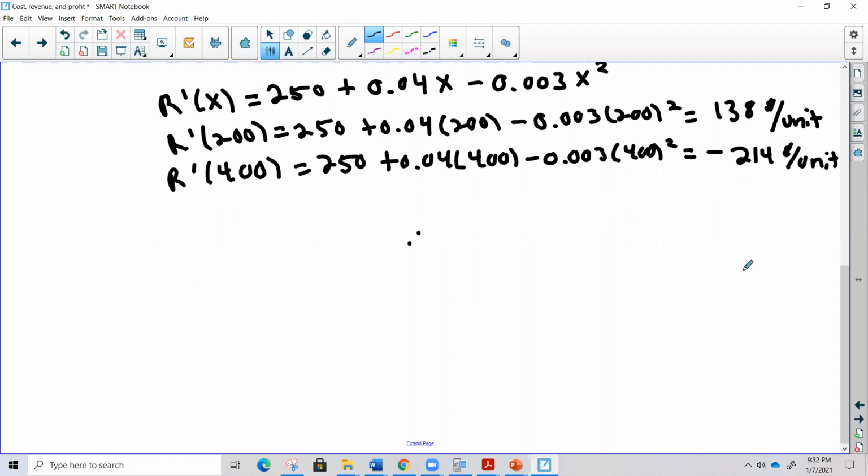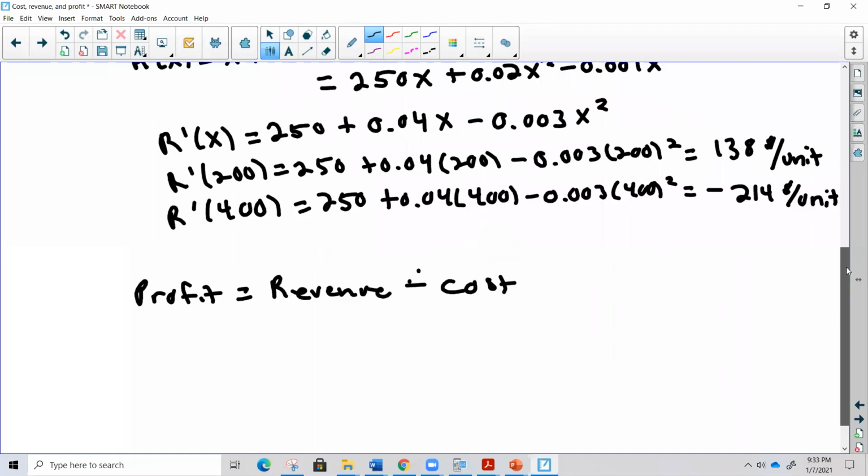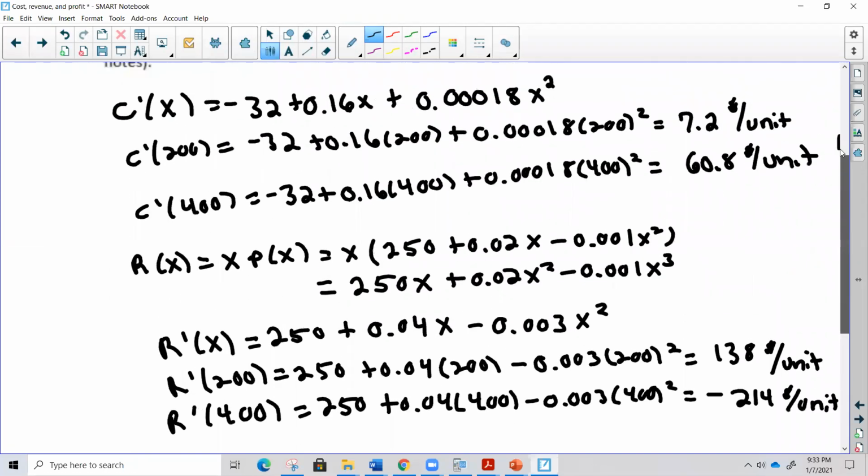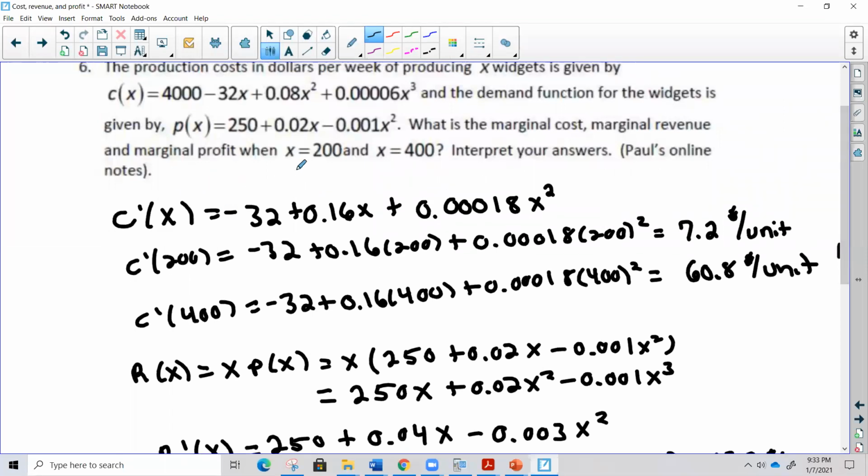Okay, and then we would find the profit. Now, the profit is always revenue minus cost. In this case, they did ask us for just the marginal profit when it's 200 and 400.